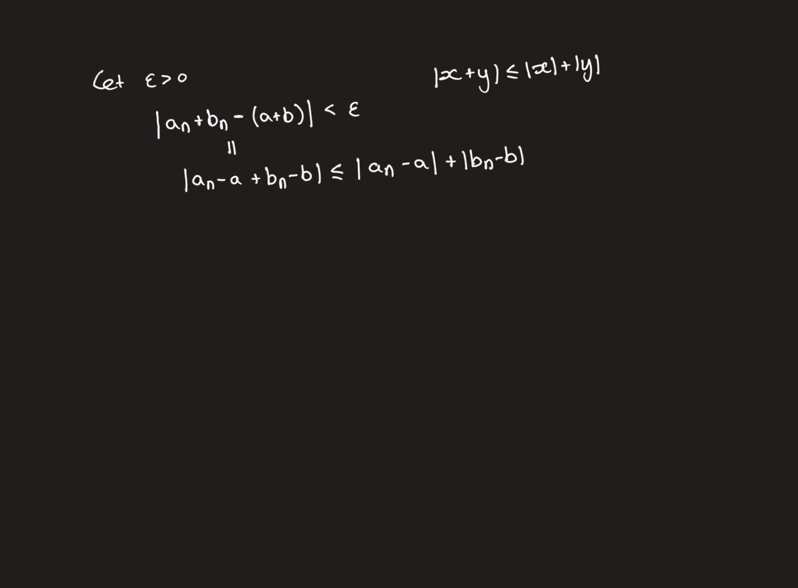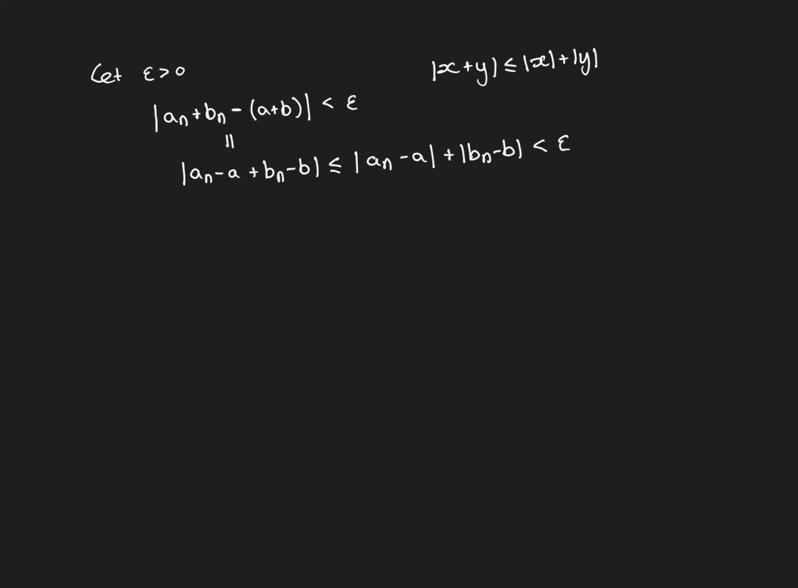But the brilliant idea here is if we were to make the sum of these two things less than epsilon, then this would automatically be less than epsilon by transitivity, because this is less than these two things added together. So if we were to make these less than epsilon, then this would also be less than epsilon. So that's how we're going to proceed.